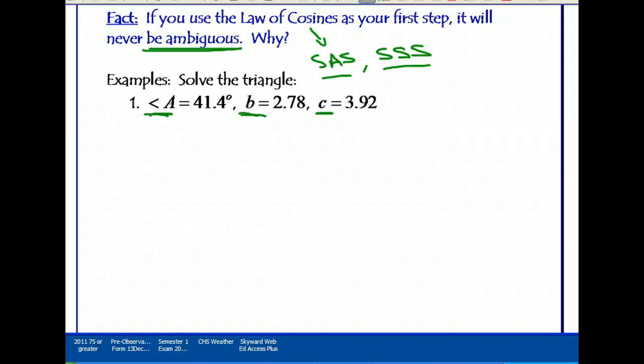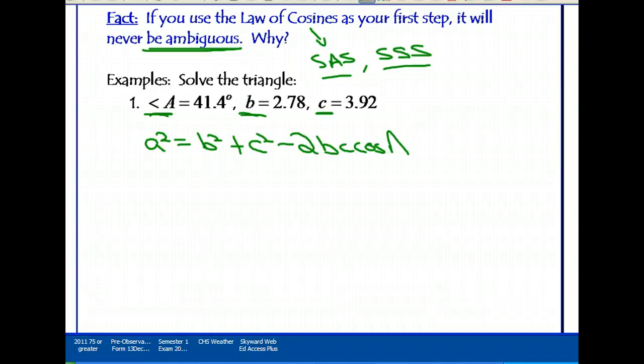But in general, it kind of leans you that way. You could draw a picture and realize this is side, angle, side. But we notice those three different letters, and so I'm going to write down the law of cosines, and there's three versions. But I'm going to write down a version with a squared equals b squared plus c squared minus 2bc times the cosine of A.